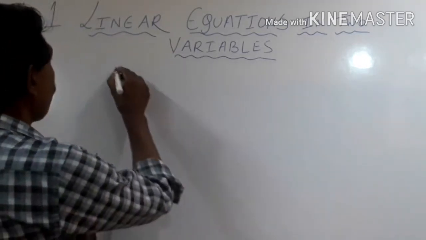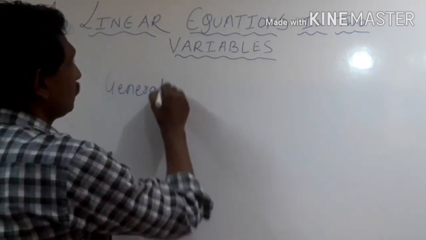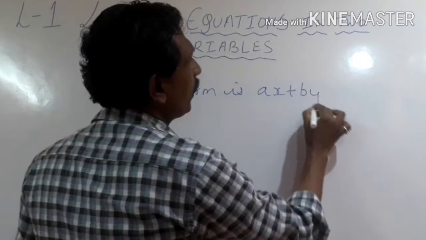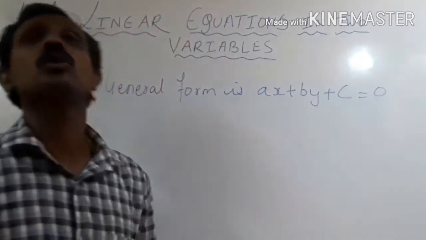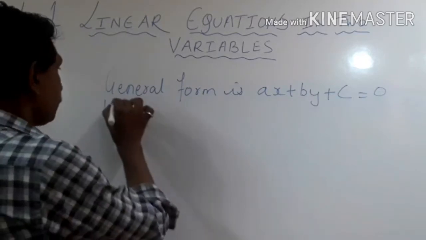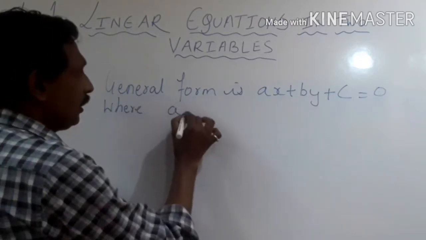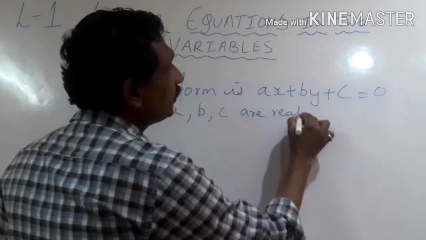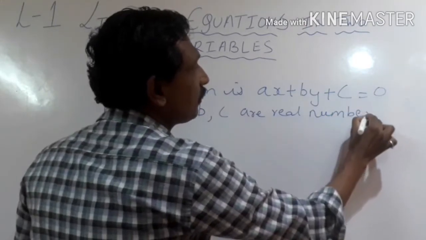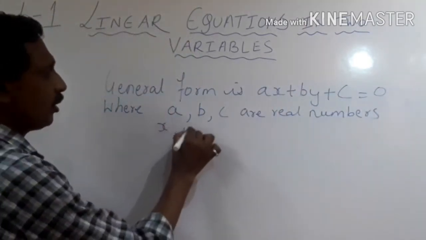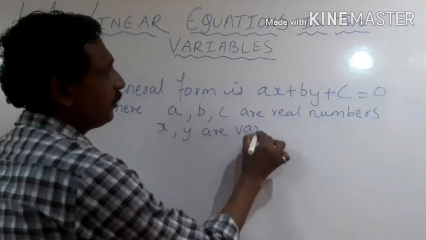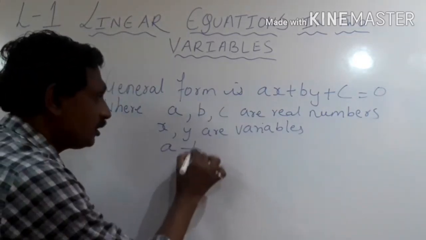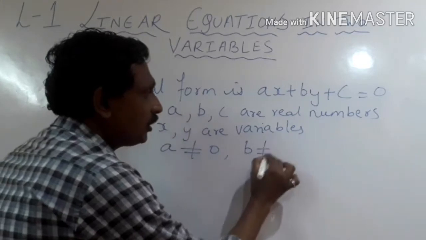Its general form is ax plus by plus c is equal to 0, where a, b, c are real numbers, x, y are variables, and a not equal to 0, b not equal to 0.